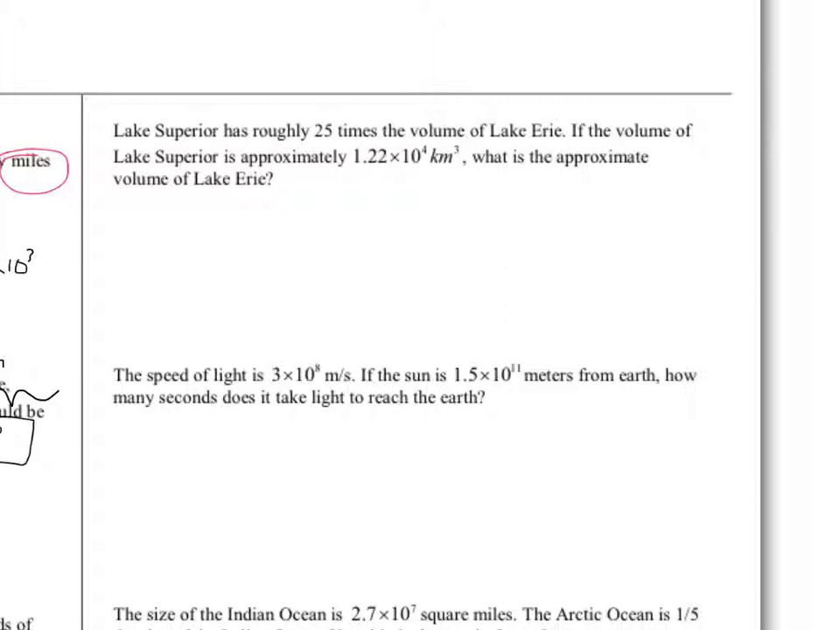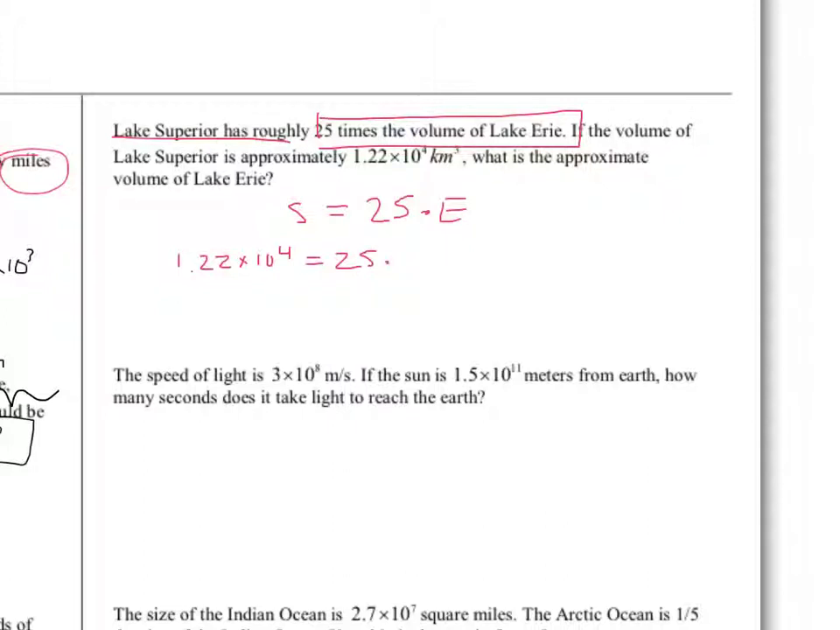This tells me Lake Superior is 25 times Lake Erie. Superior is equal to 25 times Erie. It's an equation. I'm going to plug in the information I'm given. I'm given the information for Lake Superior. 1.22 times 10 to the 4th is equal to 25 times Erie. How do I solve this equation?